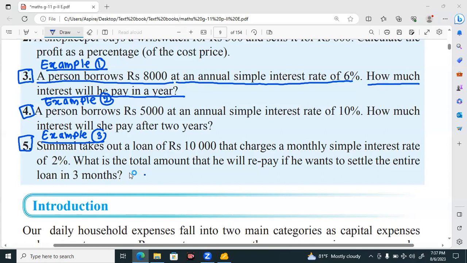Okay, then let's see how we do this calculation. Sunimal takes out a loan of 10,000 rupees that charges monthly simple interest rate of 2%. Now here it is not the annual simple interest rate. In the previous two questions, it was annual simple interest rate. Now here it is monthly simple interest rate. What is the total amount that he will repay if he wants to settle entire loan in 3 months?